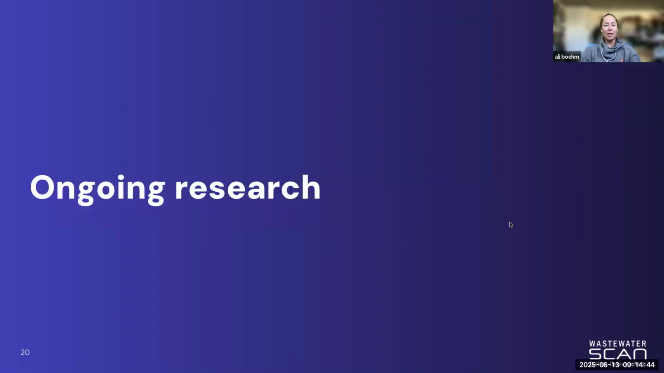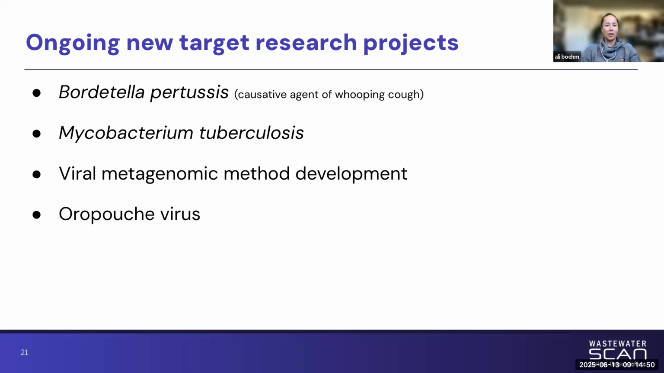Next slide. Just a quick note on some other ongoing research we're working on. We're still working on the Bordetella pertussis and Mycobacterium tuberculosis detection in wastewater. We're also working on viral metagenomics for use in wastewater, which is a pathogen agnostic sort of approach. We are using a probe capture method, so we do need to know something about the pathogens that we're trying to detect. So it's not completely agnostic, but close. And then the Oropouche virus, we're also working on that, which is an arbovirus. And next slide.